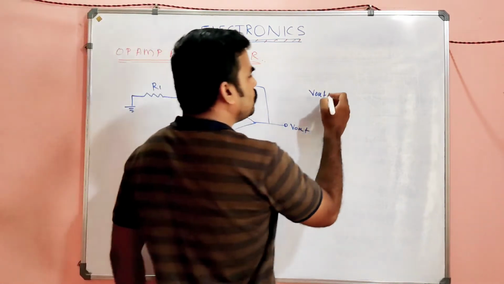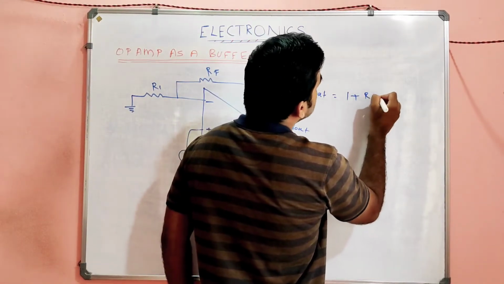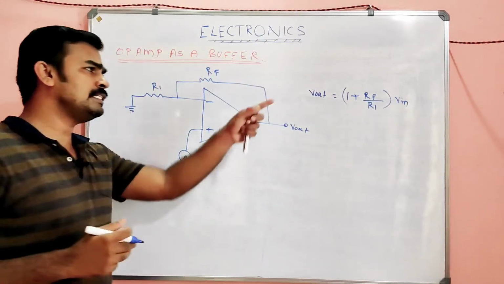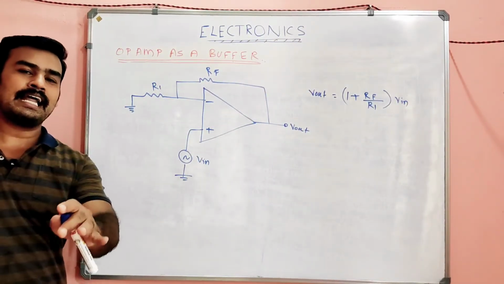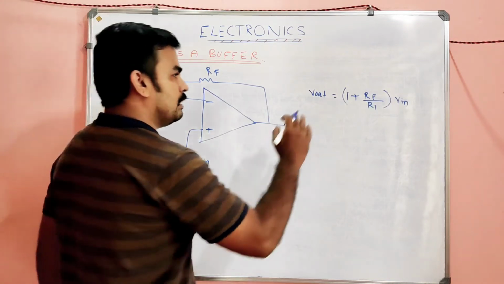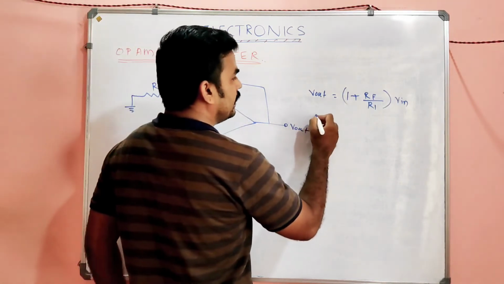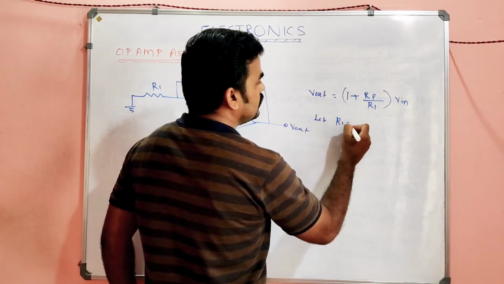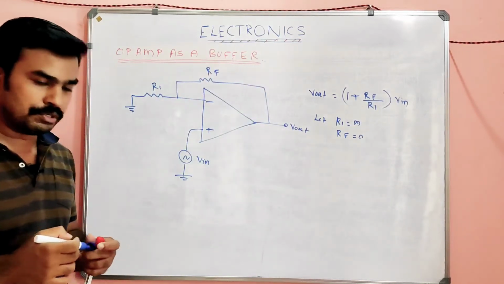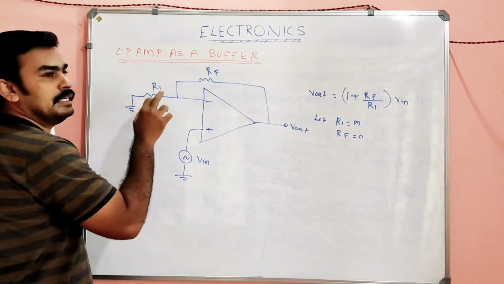So what was the equation for the non-inverting amplifier? We already derived that. It is 1 plus RF by R1, into V input. So this is the basic equation of a non-inverting op-amp amplifier, right? Suppose, my dear, I make R1 equal to infinity and RF equal to 0.